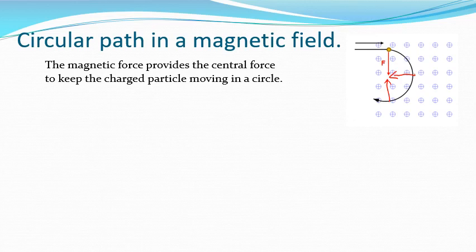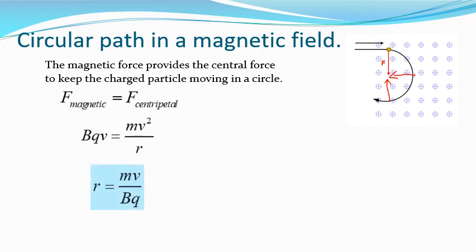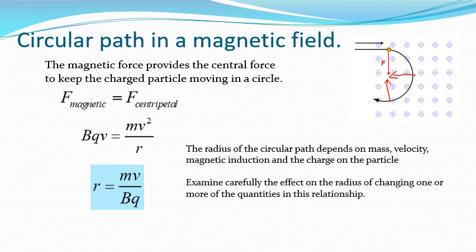So by considering the forces, why does it move in a circle? Well, it moves in a circle because of the force due to the magnetic field. That is our centripetal force. B times Q times V is mv squared over r. We can cancel one of the v's, we can rearrange to work out the radius. So the radius is going to depend on the mass and the velocity of the charge, divided by the magnetic field strength and the charge of it itself.